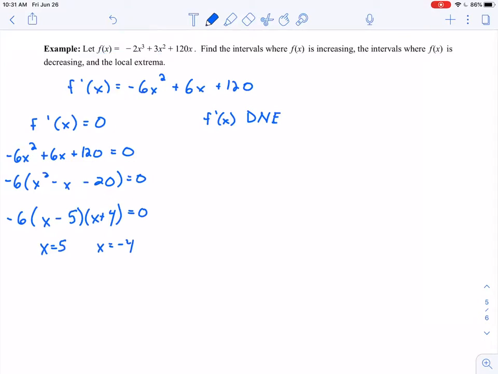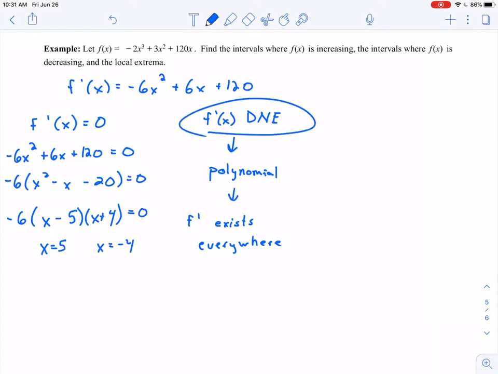We also then need to consider the case where f prime of x does not exist. Here, our derivative, though, if we look at it, negative 6x squared plus 6x plus 120, that's a polynomial, which means that our derivative exists everywhere. So f prime exists everywhere. And what that means for us is that there are no additional critical points for this case.